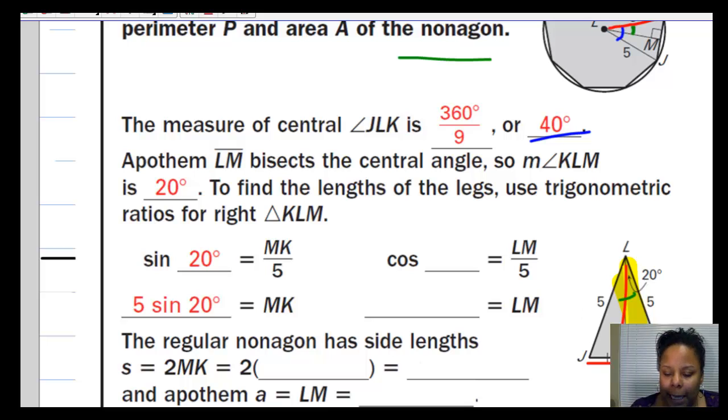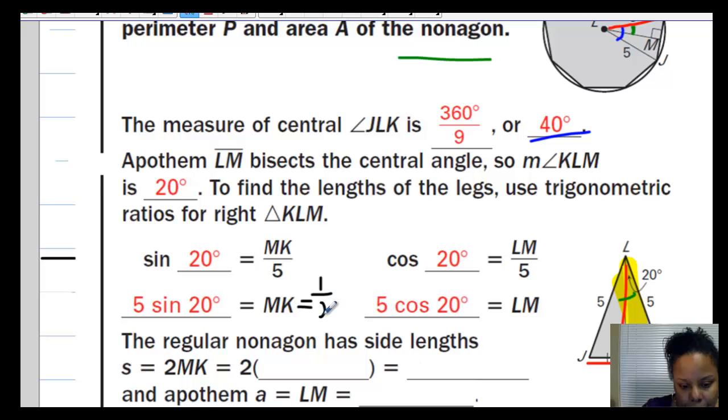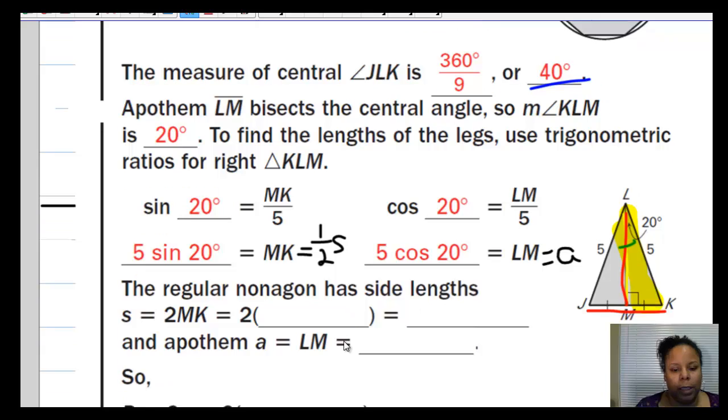And to figure out the apothem, that's the adjacent side of the right triangle, and we can use cosine because cosine of 20 degrees is equal to adjacent side LM over the hypotenuse. So to find LM, we multiply 5 times the cosine of 20 degrees, and that will give us our LM. So now we're almost done because now we have a way of calculating at least 1/2 of our side length, and we have a way of calculating our apothem.